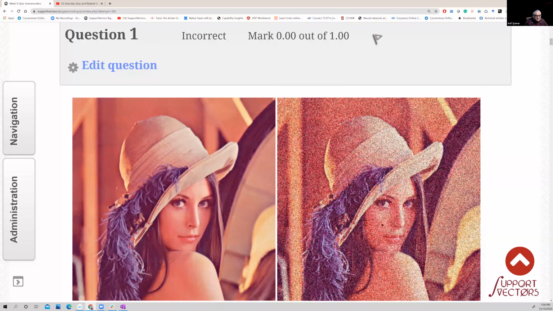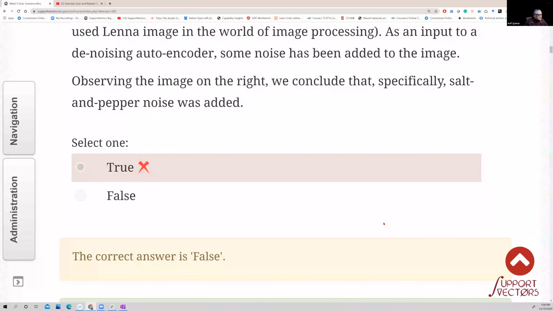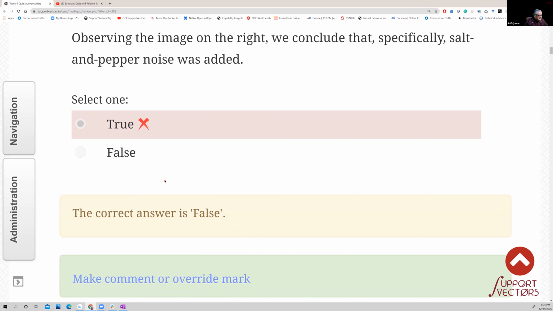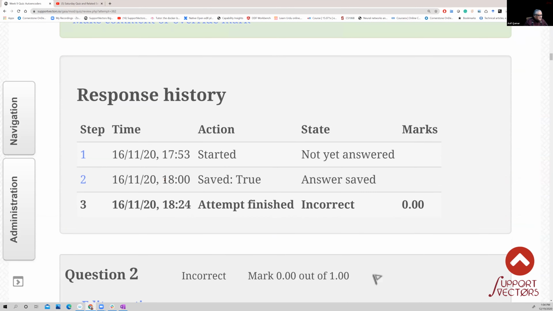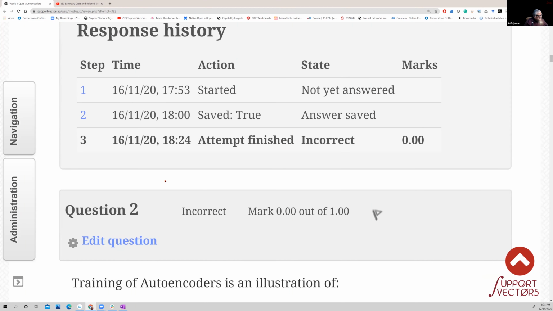So we notice that the noise is not black and white. It's not that some pixels have been completely turned on and some have been completely turned off, right? So it is not. The answer simply is, sorry, it should be false. The correct answer is false. And I think you didn't get many wrong, but this one you got wrong.